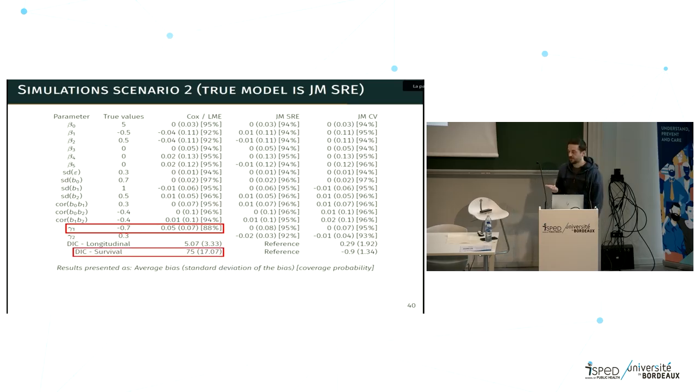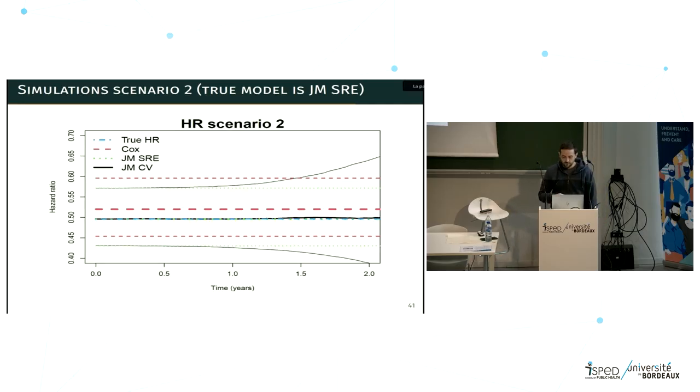And the goodness of fit also, it shows this COX model is not doing well at fitting the data compared to the joint models. So if we compare the hazard ratio now, we can see the joint models are still doing fine, the hazard ratio is still constant, but the COX model is biased towards the null, as expected. So it shows what we discussed earlier.